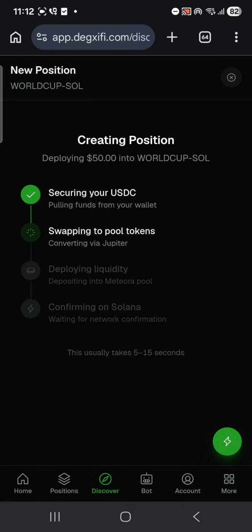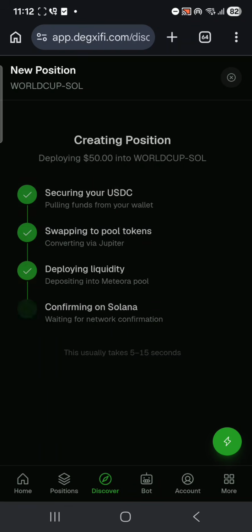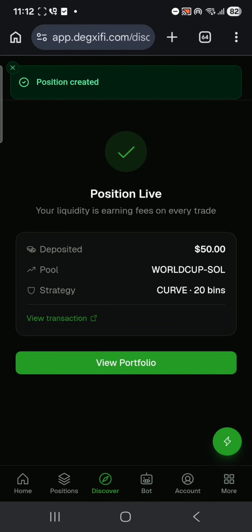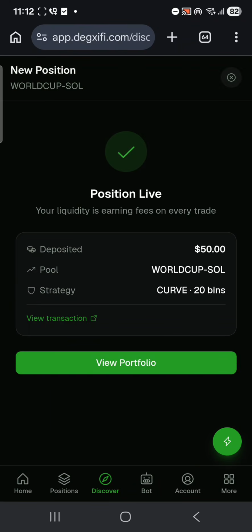As I always said, please don't deploy all your capital into one position. You have $500 or if you have $100, you can do it small. So don't deploy all your money into one position. Don't carry all your capital and deploy in one position. Please, it's wrong.